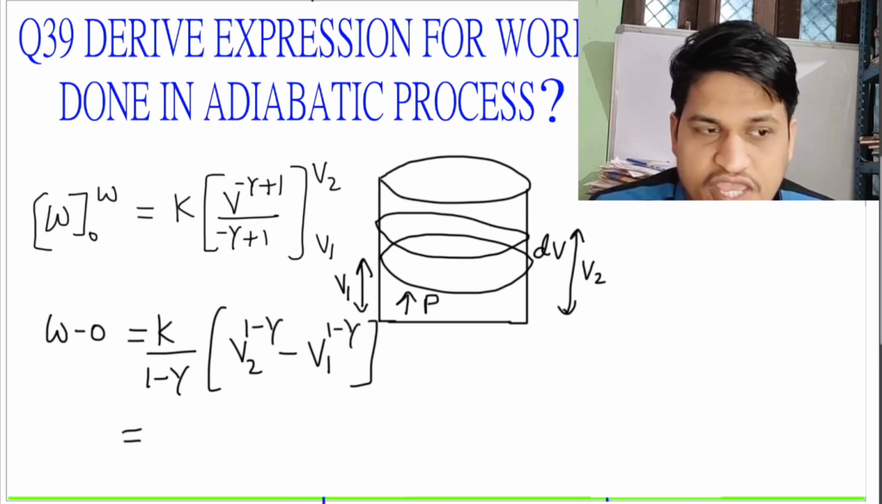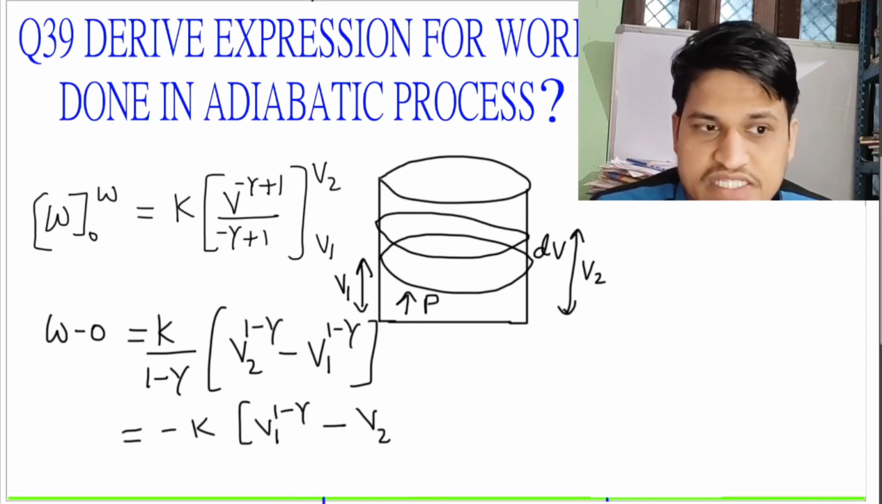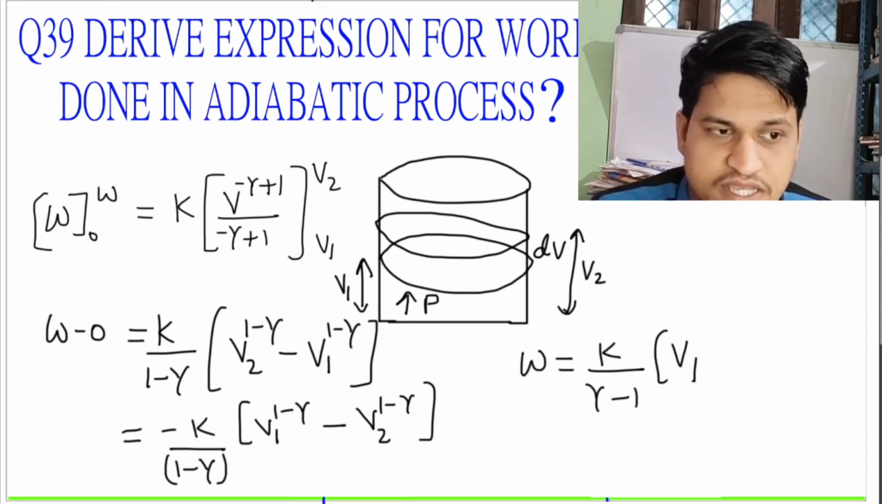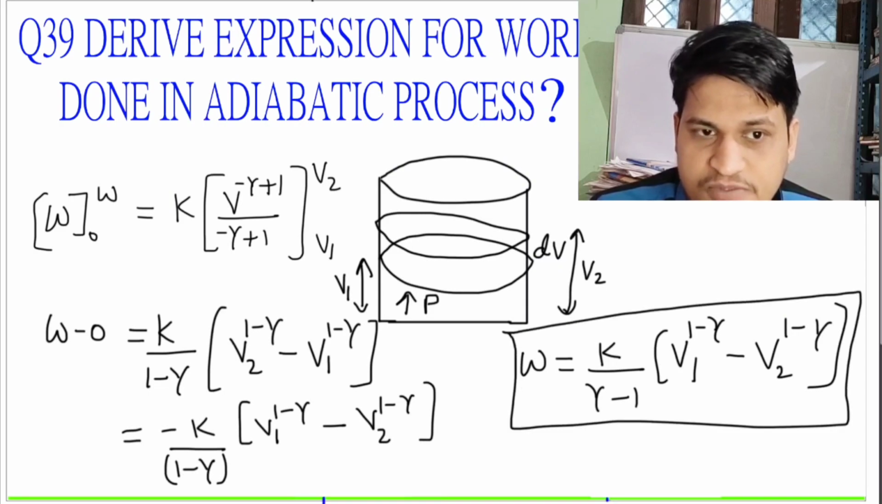Okay, now we have to take the minus sign common, so we will get V1 to the power 1 minus gamma minus V2 to the power 1 minus gamma upon 1 minus gamma, and the minus sign will multiply with 1 minus gamma. You will get W equals K upon gamma minus 1, in bracket V1 to the power 1 minus gamma minus V2 to the power 1 minus gamma. So this is the expression for work done.